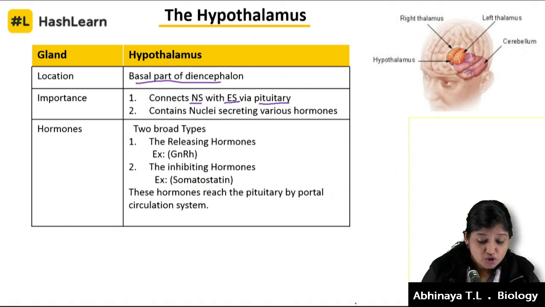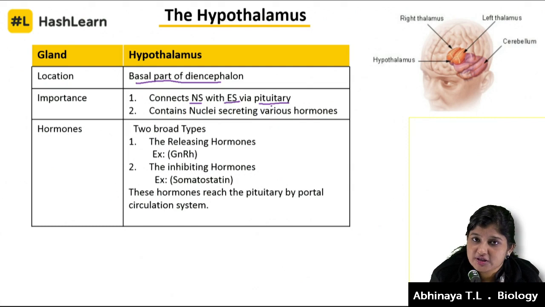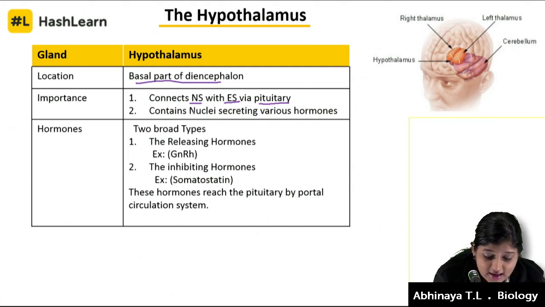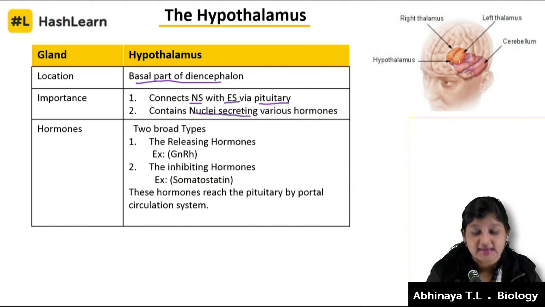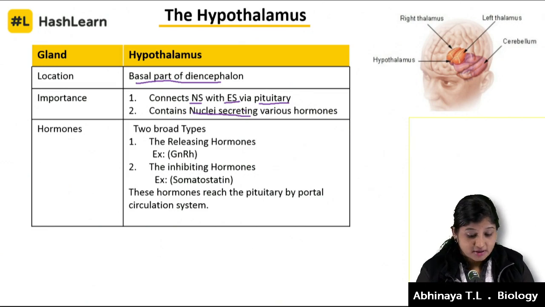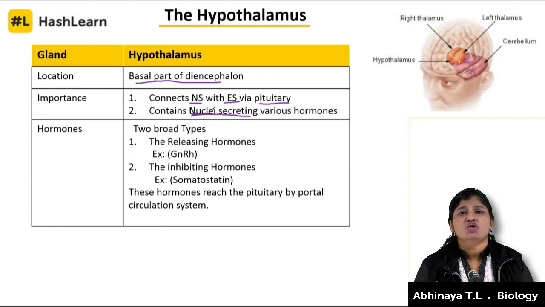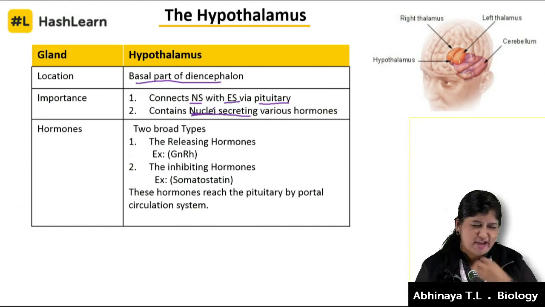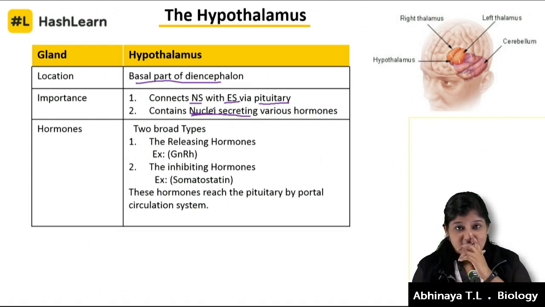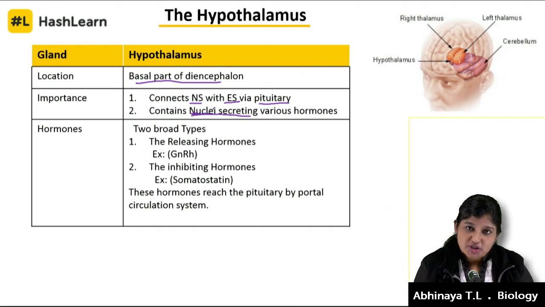Okay, so that is why it connects the nervous system and the endocrine system. It contains the nuclei. These are all the neurosecretory cells. It contains various neurosecretory cells, and these are called nuclei. So the nuclei are in turn going to secrete many hormones. Where? Into the pituitary gland.